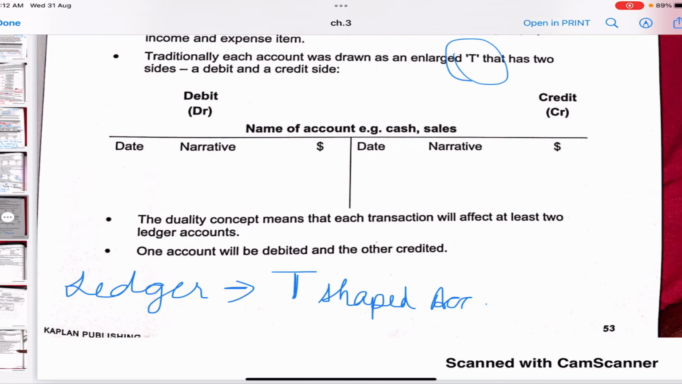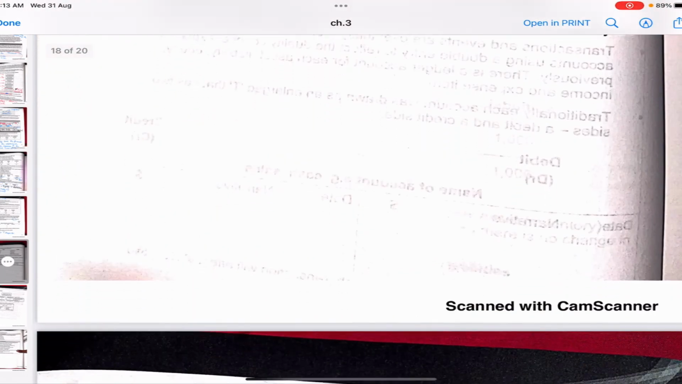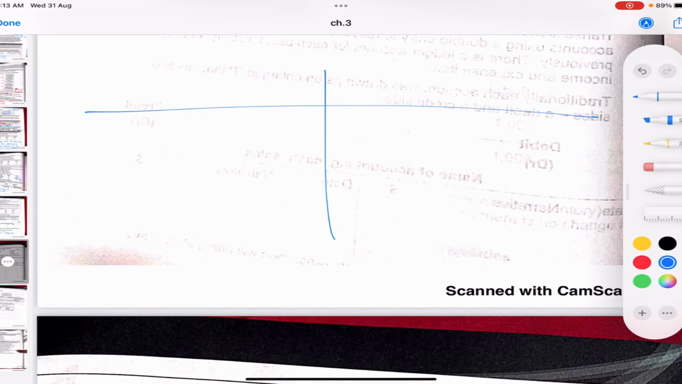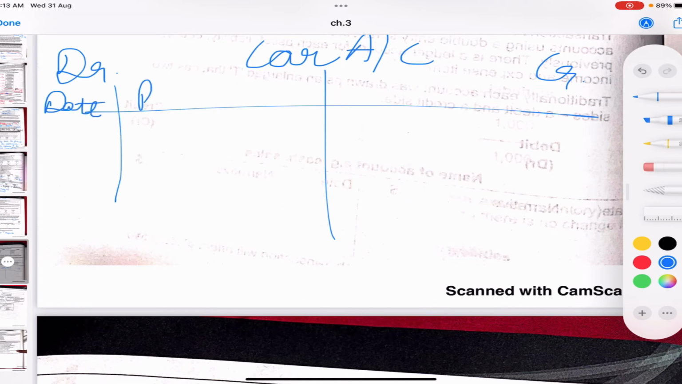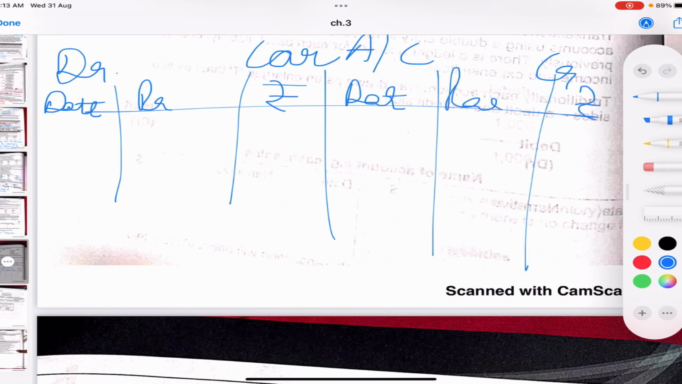Now let's see the format of how a ledger account looks. So date, narrative, amount, name of the account, and the left side is always a debit and the other side is always the credit. I don't think there's any confusion in this. This is literally how you made ledger accounts even in your 11th grade. Let's say this is a car account. Car is an asset, and this side is always my debit, this side is always my credit, and we have date, particulars, amount, date, particulars, amount. So this is what a basic format of a ledger really looks like, right?